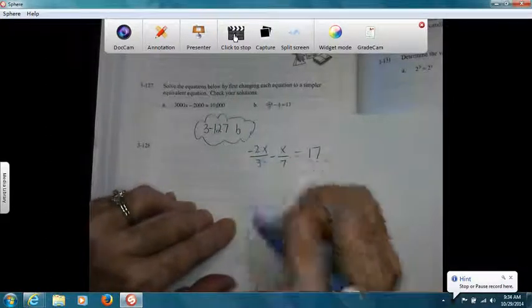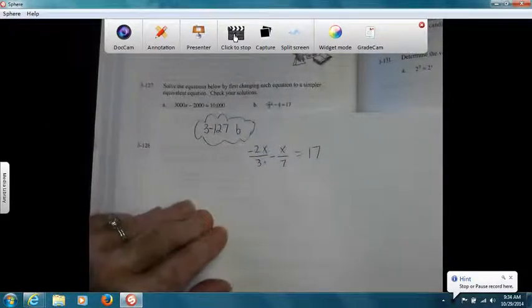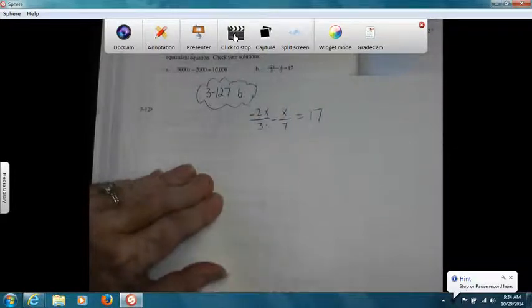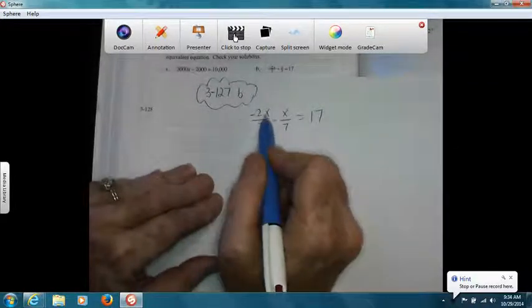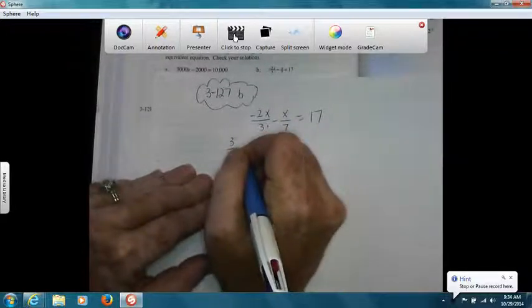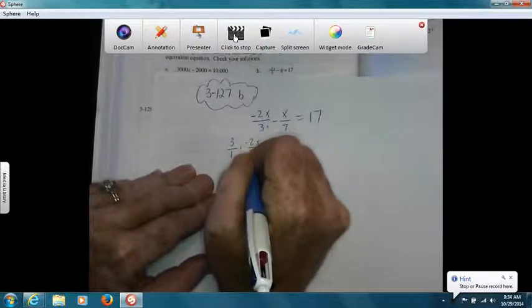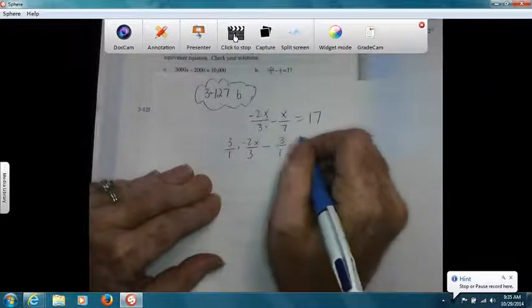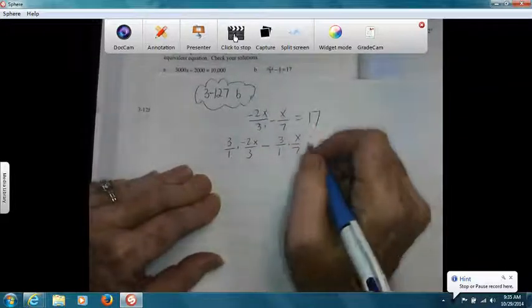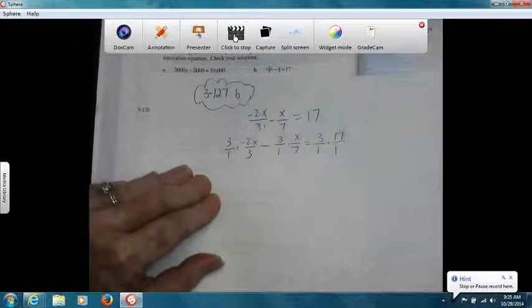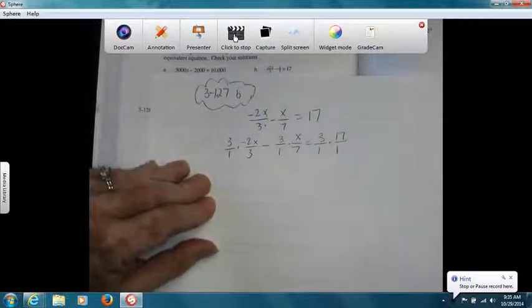How's that? And then later on, I'll show you a shortcut. Mr. Hendricks, when he was in class yesterday, was saying, I don't show it the way you do, Mrs. Flynn. I'm going to break it down like Mr. Hendricks does. I'm going to multiply each of these by 3. So I'm going to go 3 over 1 times negative 2x over 3, and then minus 3 over 1 times x over 7 equals 3 over 1 times 17 over 1. Okay, do you guys all understand what's going on?